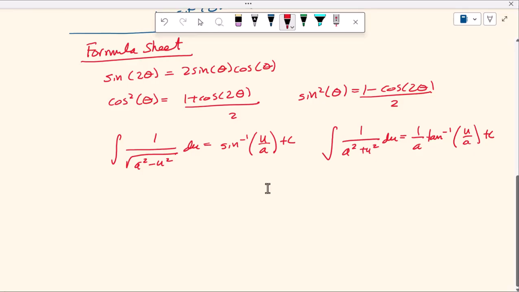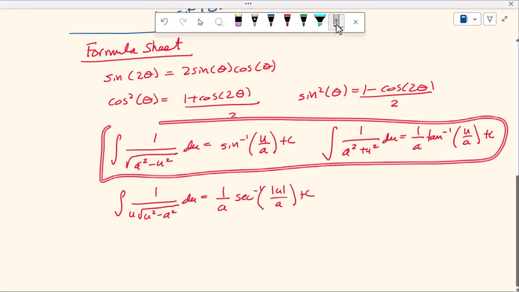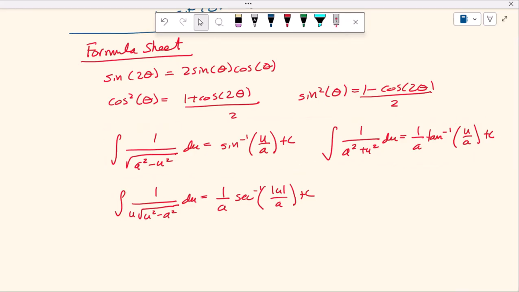And then let's look at another one. This one doesn't show up as often, but I'm going to throw it on here. I wouldn't expect you to memorize this. So if I have something of this form, that's going to be an inverse secant. So 1 over a inverse secant absolute value of u over a plus c. Mostly these two are the ones that we end up using a lot, but this does show up once in a while, so I want to make sure that I include it.